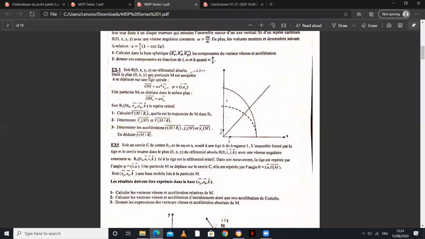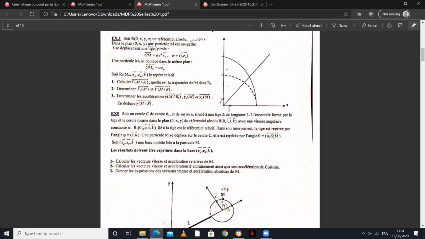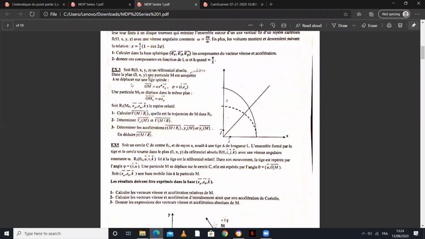Mais c'est pas grand chose. We still have it. So they're telling us soit R, OX, Y, Z un référentiel absolu. Now here we're dealing with changement de référentiel. The last part we did in our cours, changement de référentiel, we have two référentiels there. So soit R, OX, Y, Z un référentiel absolu dont le plan OX, Y. Une particule M est assujettie ou est subjected à se déplacer sur une tige spirale.